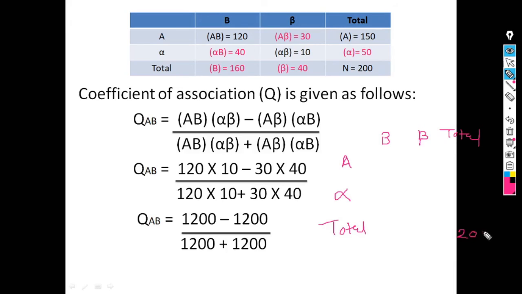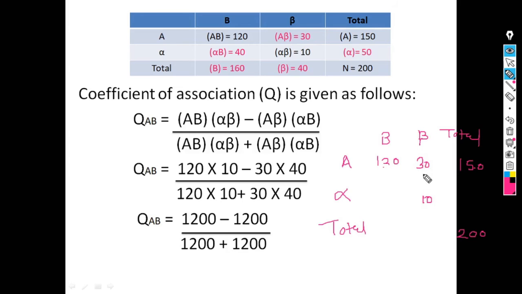So here the value of N is given, that is 200. Also the value of A is given, that is 150. AB is also given, 120, and the value of alpha beta is given, that is 10. So from this table we can calculate the value of A beta. So A beta is 150 minus 120, that is 30.